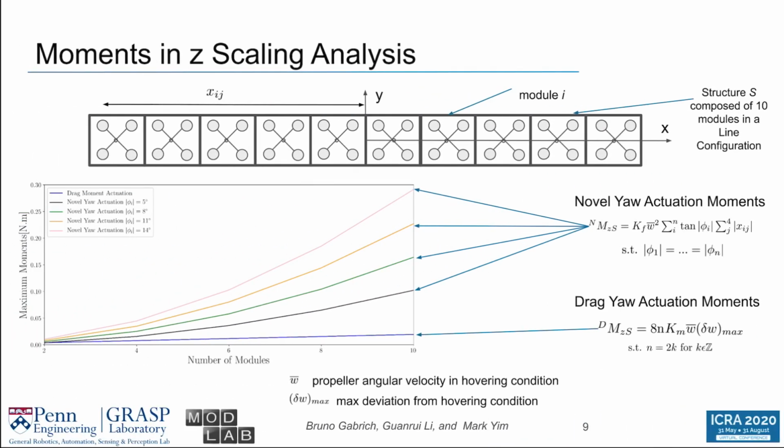Given the new method of yaw actuation, we made a scaling analysis by comparing how drag moments actuation increases relative to the actuation we are proposing. The comparison was made for a maximum of 10 modules in a line configuration. As we see in the plot, the novel yaw actuation provides bigger moments for a range of roll angles compared to the drag moments yaw actuation. Here, we apply the solution of equal roll angles for each module.